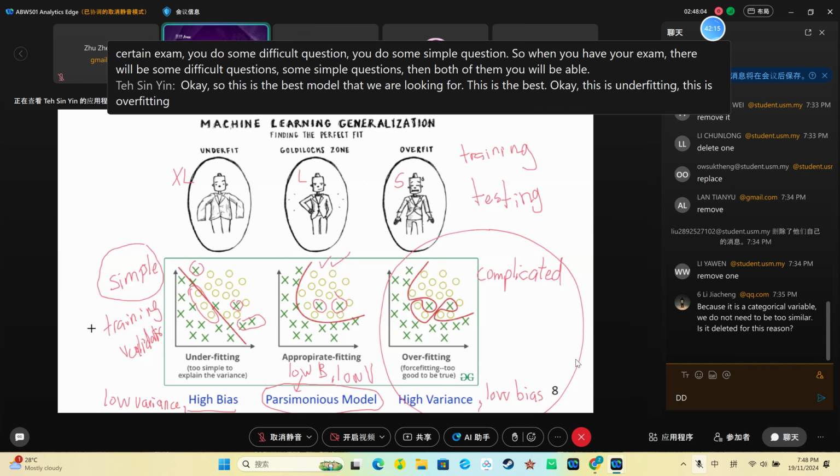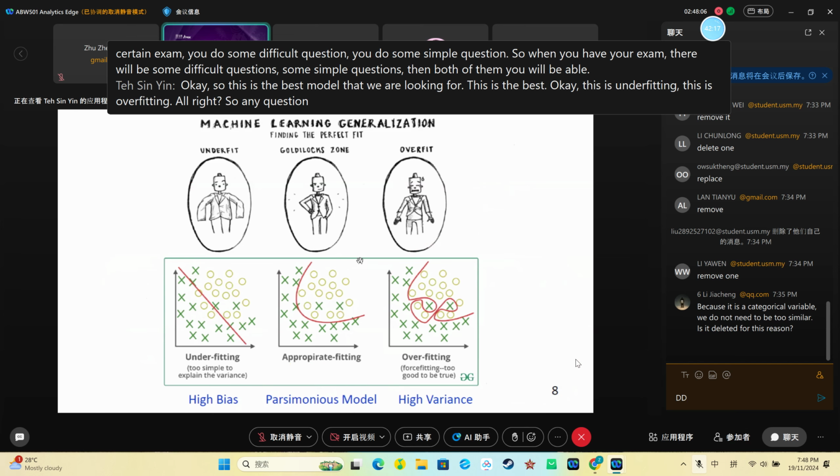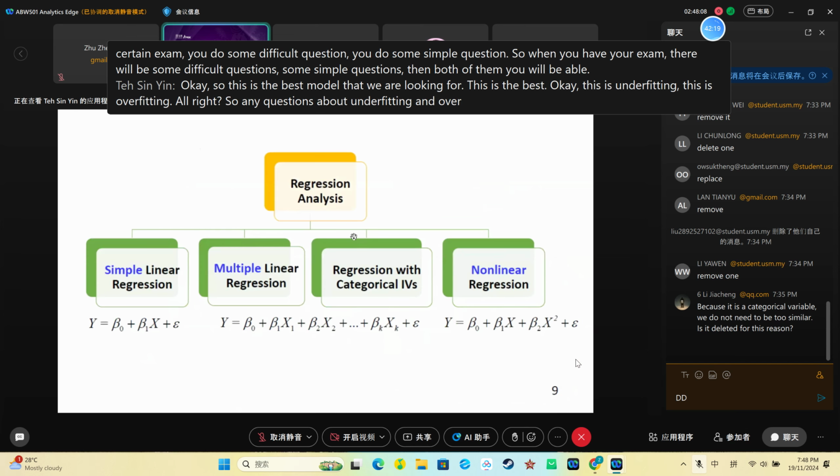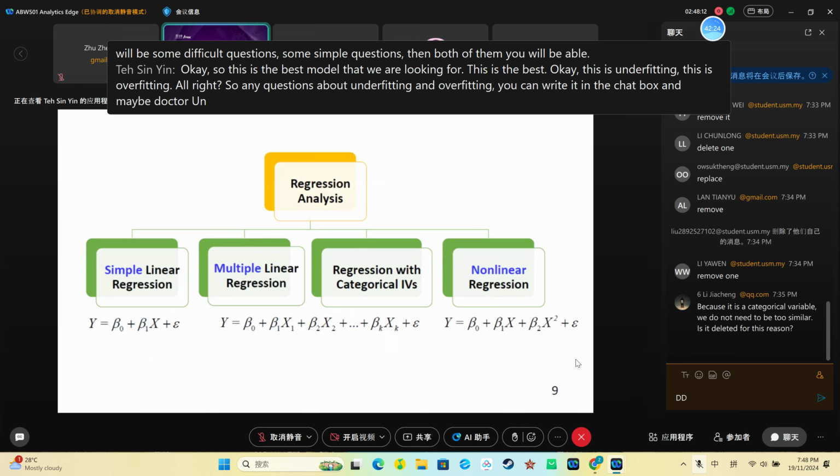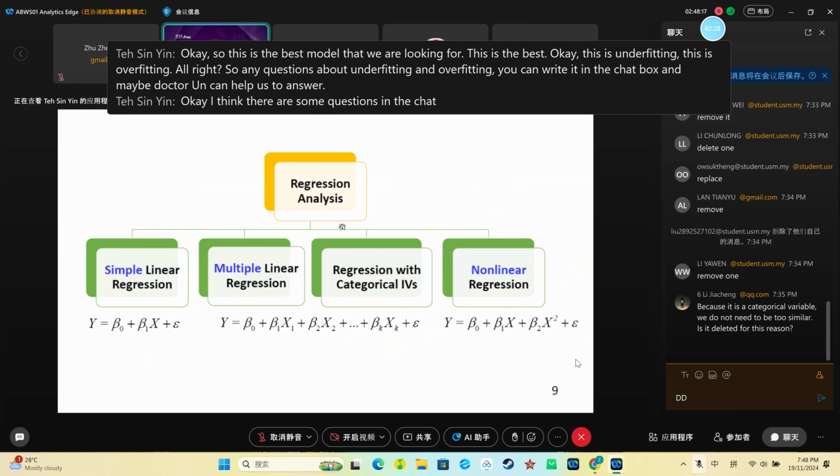All right. So any questions about underfitting and overfitting, you can write them in the chat box and maybe Dr. Ng can help us to answer. I think there are some questions in the chat box. Dr. Ng, if you can help, thank you.